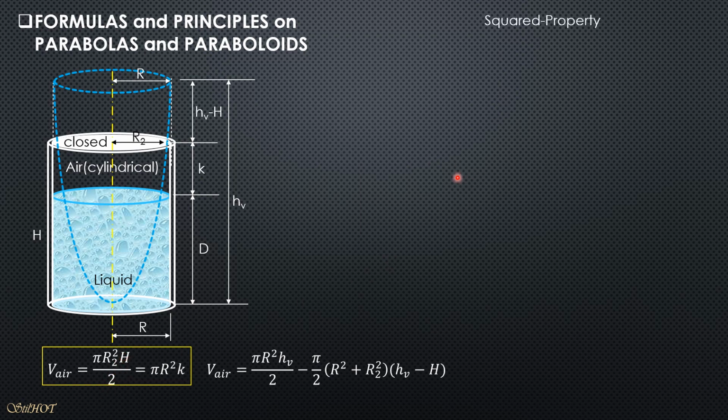Then for the squared property of parabola in this figure here, we have big H as to r2 square equals h sub v as to r square. Again, vertical hv, the radius is r2. So big H as to r2 square equals h sub v as to r square. So that's the squared property of parabola that we can establish.